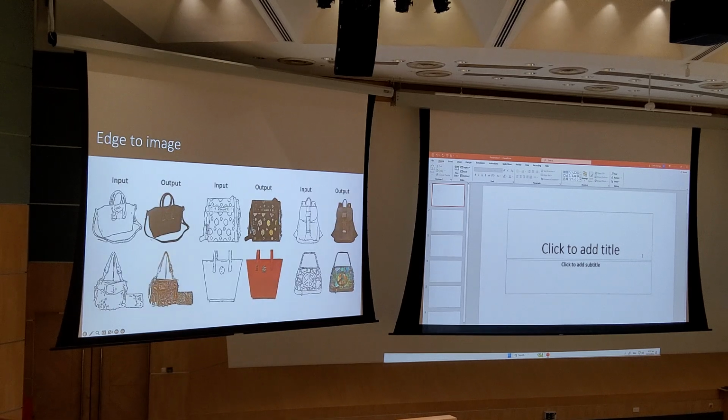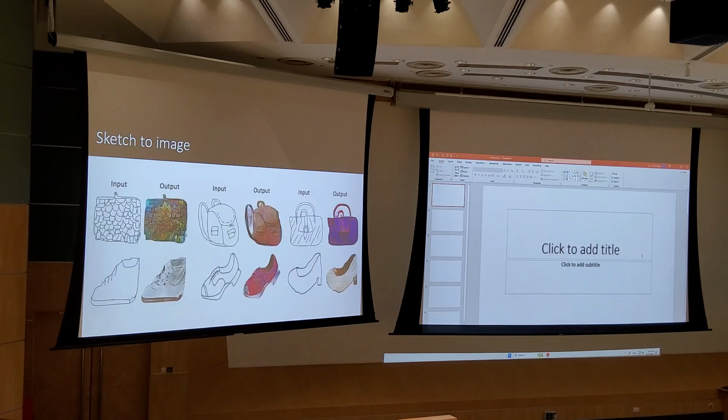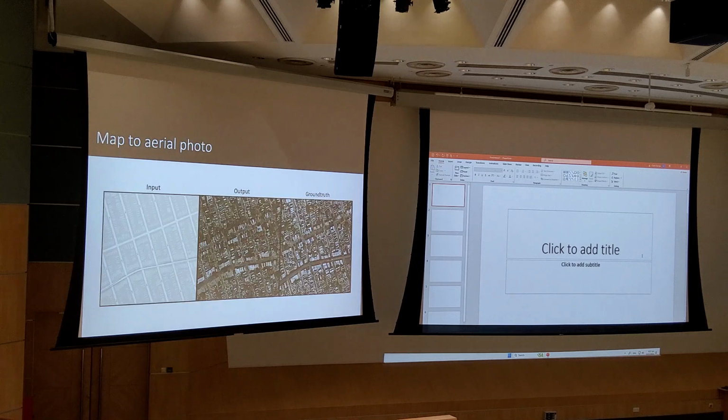So those are some results provided by Pix2Pix. You can see how to turn a map into a satellite photo, and we can do many more applications like converting black and white photos to color images.